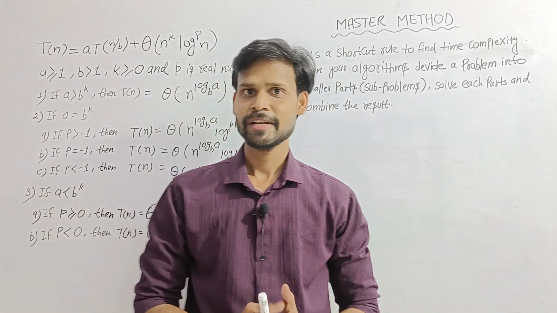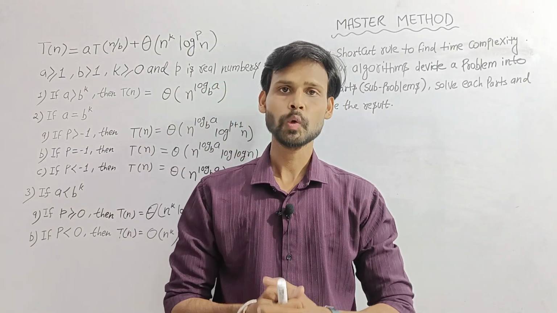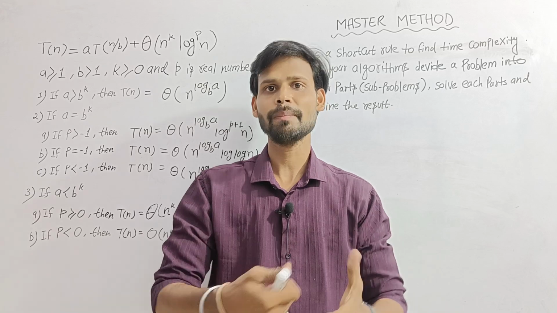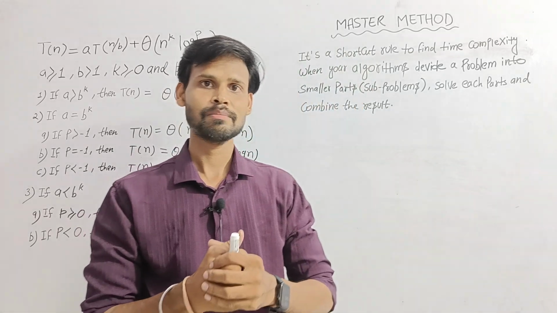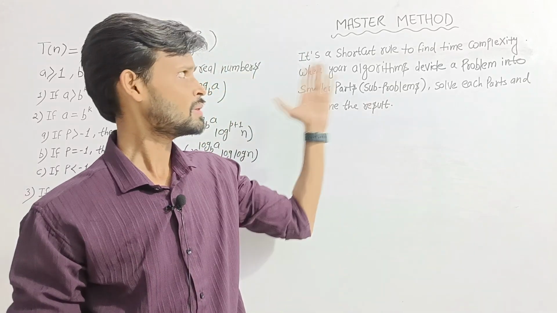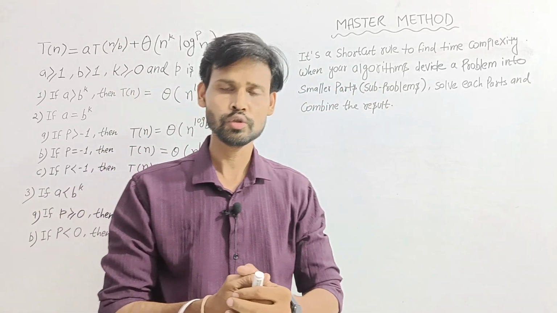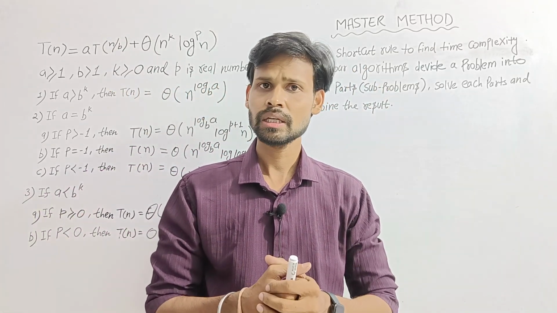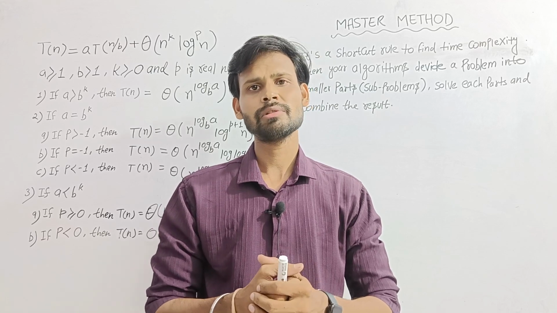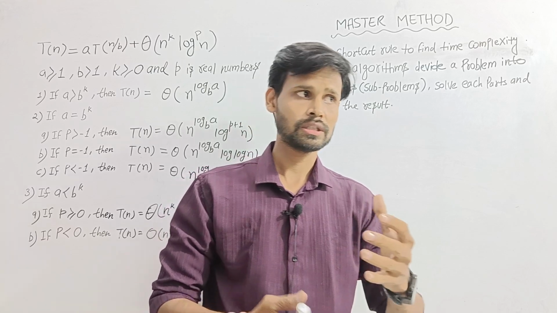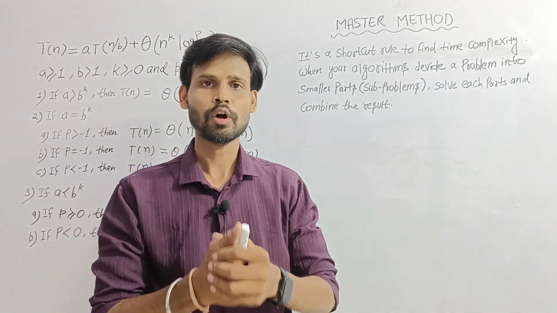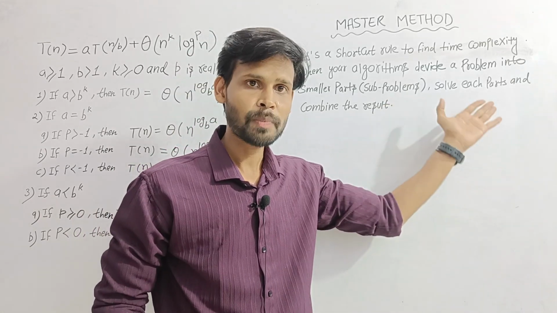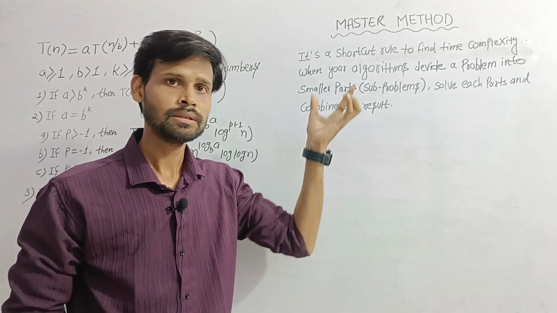In this lecture, I will explain what the master method is, how to apply it, and when to apply it. So the first question is: what is the master method? The master method is just a shortcut rule to find time complexity using a recurrence equation, when your algorithm divides a problem into smaller parts, which we can call sub problems, solves each part, and combines the results.